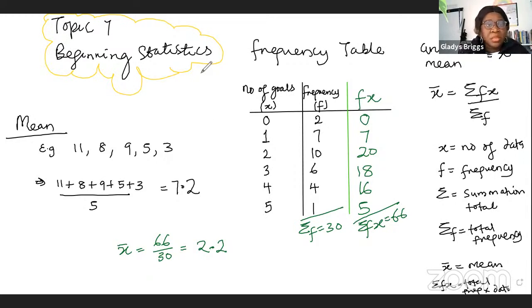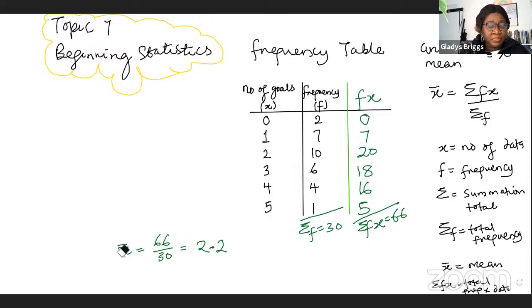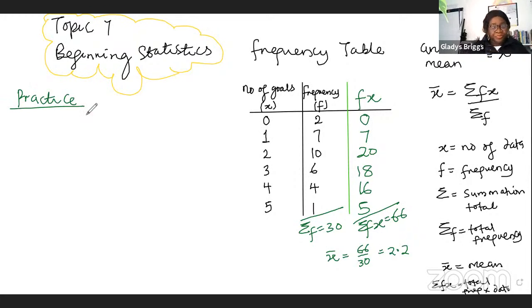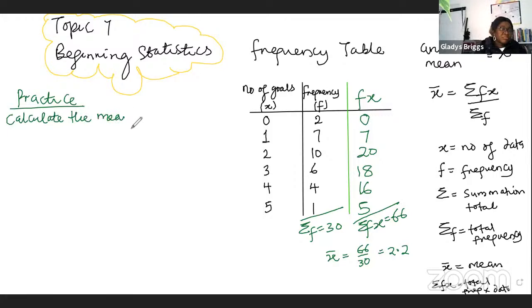Okay, you guys, now it's your turn to calculate the mean of the following data. I'm going to put the answer to that problem here so that you can reference it if you need to. So here is your practice problem. Calculate the mean for the frequency table.